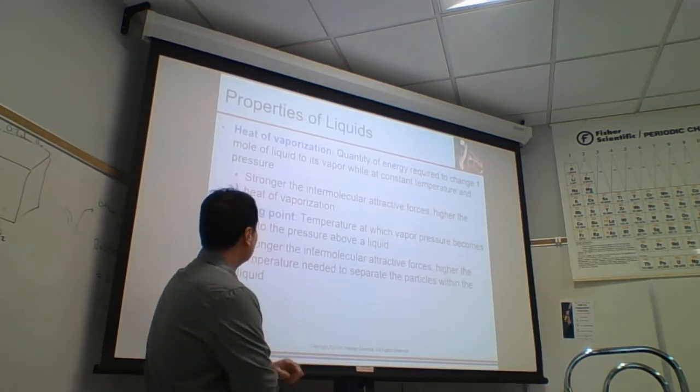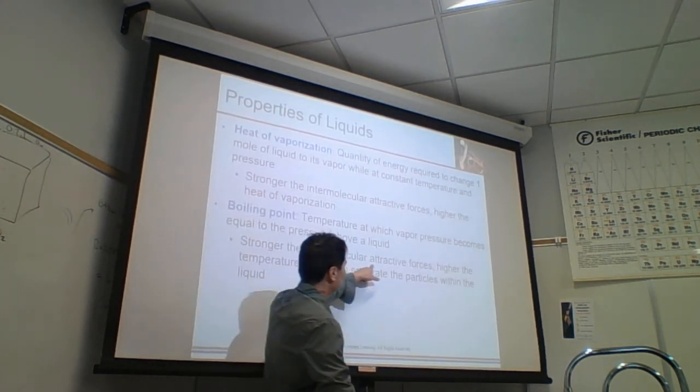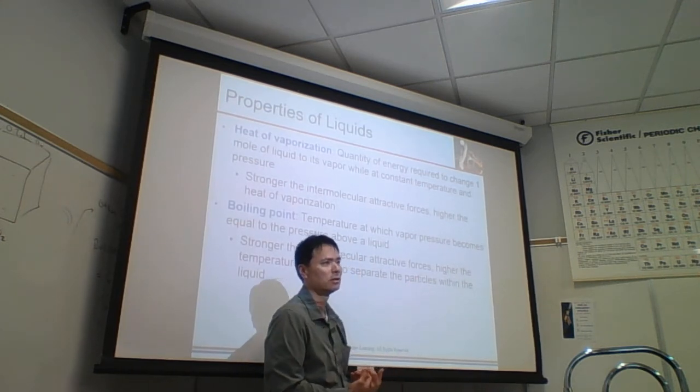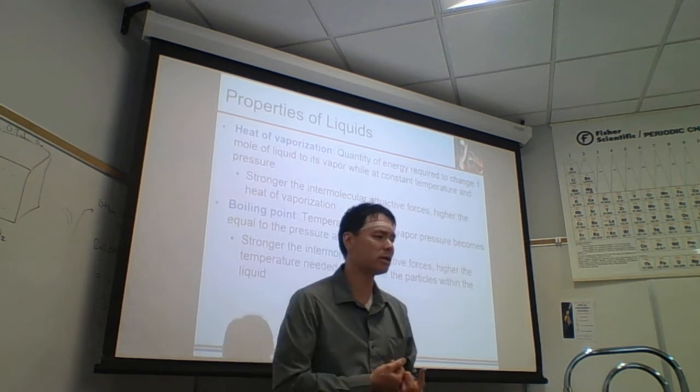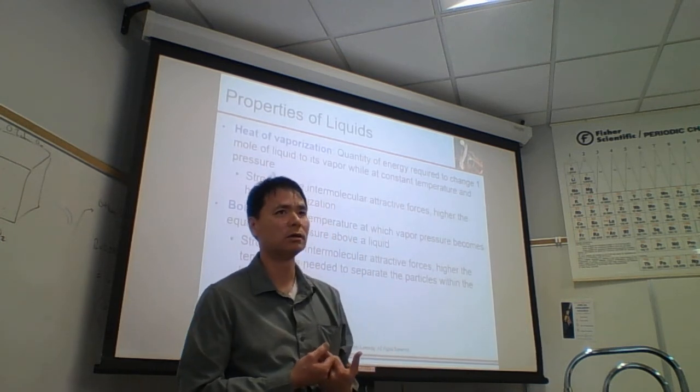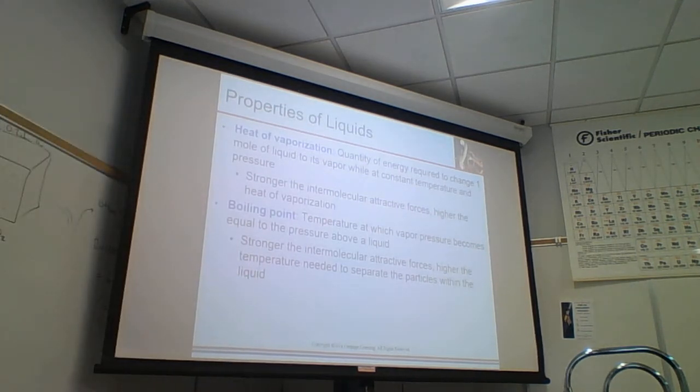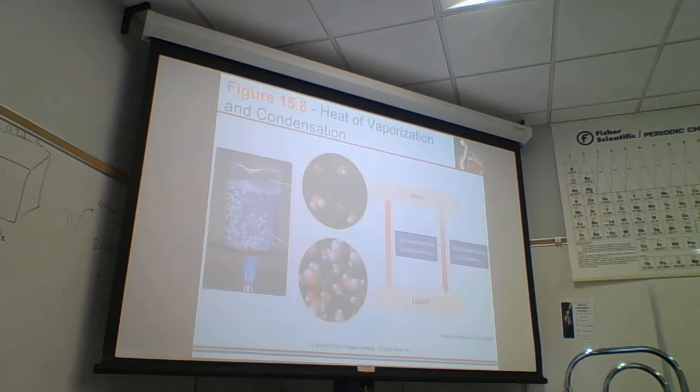Boiling point. The stronger the intermolecular attractive forces, the higher the boiling point, the more temperature it's going to take to boil it. So for example, maple syrup boils at a higher temperature than water. Water boils at a higher temperature than alcohol. Alcohol doesn't have that strong intermolecular attraction. Or as strong.